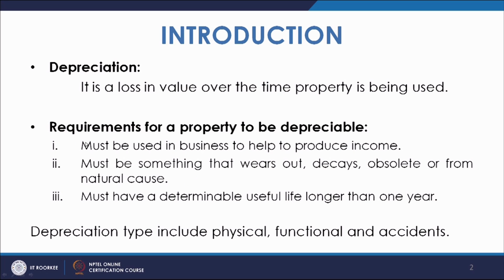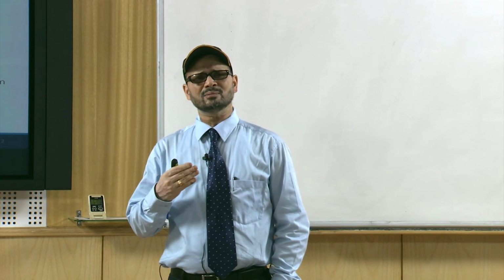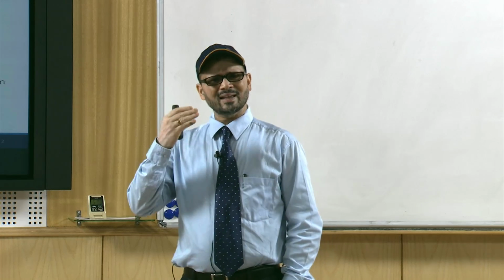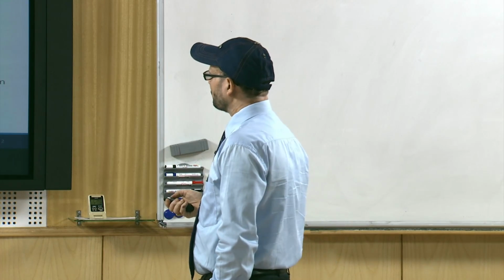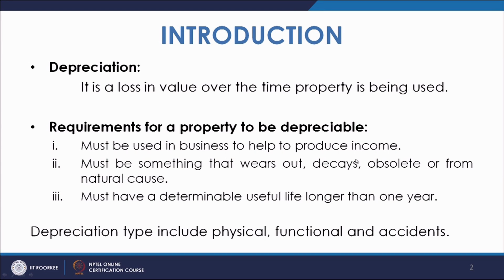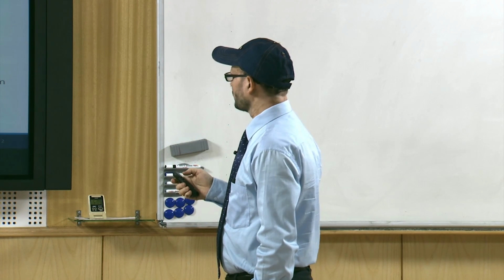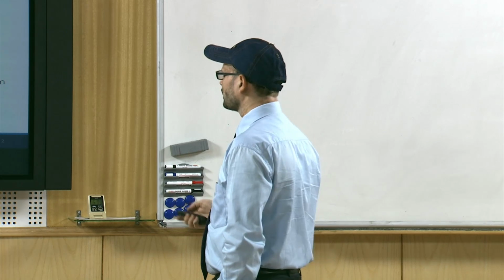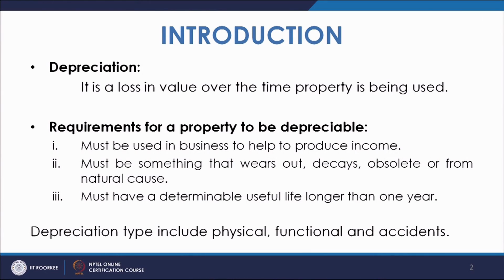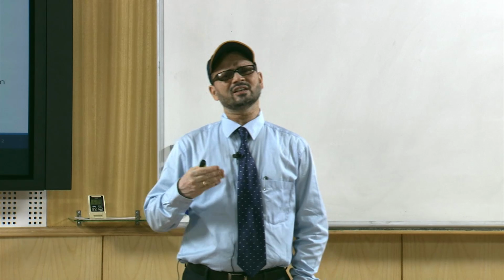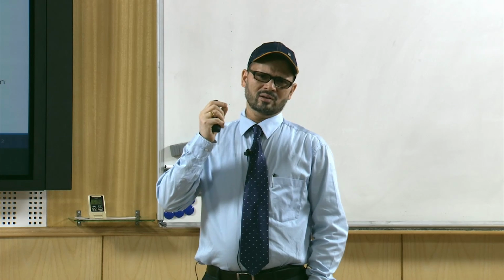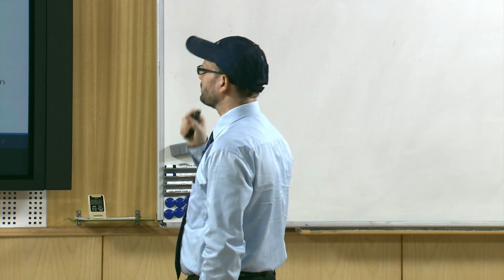Now, there are requirements for a property to be depreciable. The requirement is that it should be used in business so that it can produce income. Only those items which can give you income are treated under this category. It must be something that wears out, decays, gets used up, becomes obsolete, or is lost from natural causes. Also, it should have a determinable useful life of more than 1 year. So, these are the three conditions which say that this asset is depreciable.